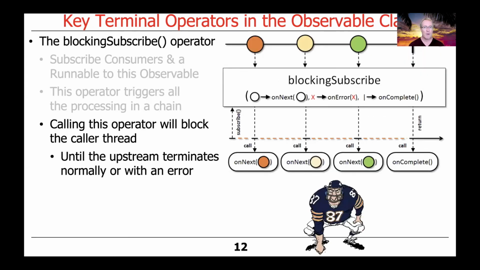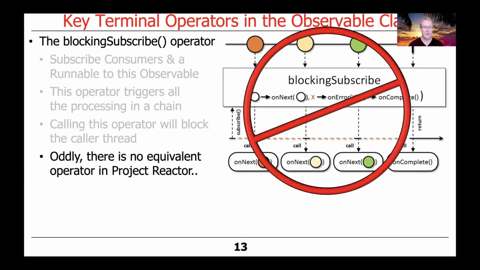Calling the blocking subscribe operator, as the name suggests, will block the caller thread until the upstream terminates normally or an error occurs. So if you're calling this in the main thread, then that'll block the main thread. If you call blocking subscribe in some background thread, that will cause the background thread to block.